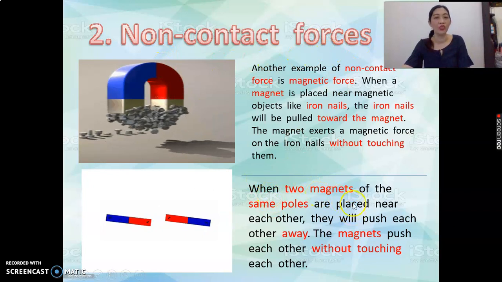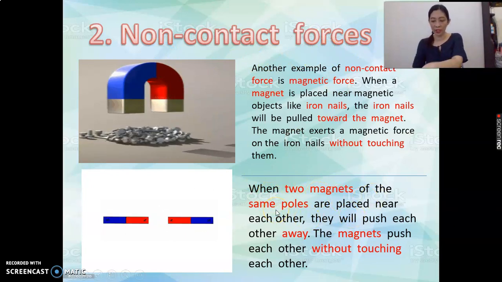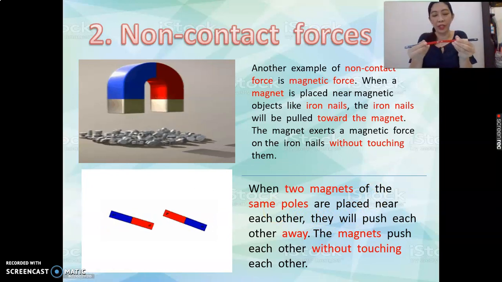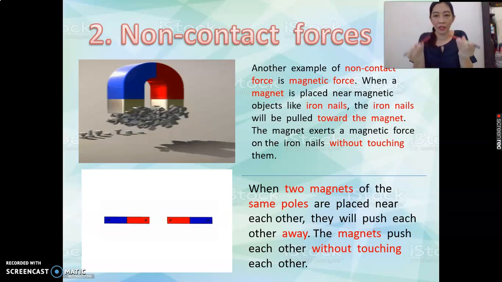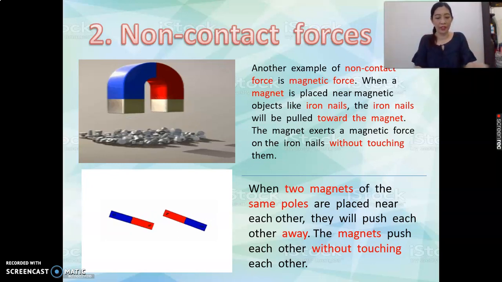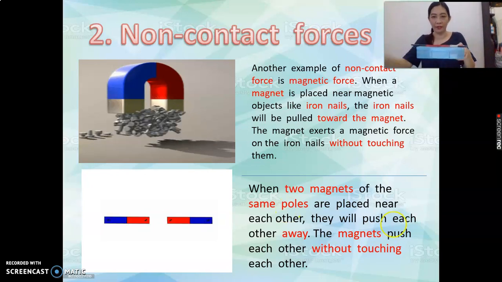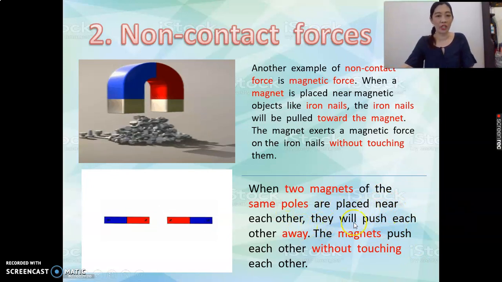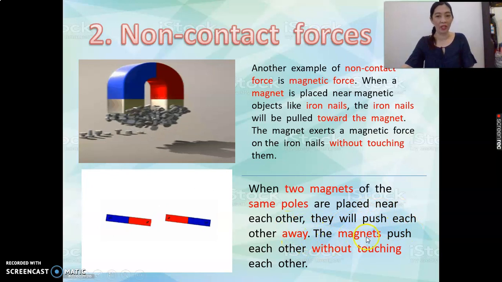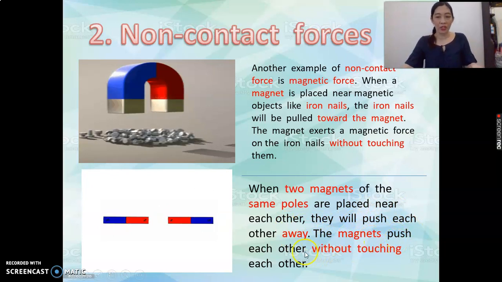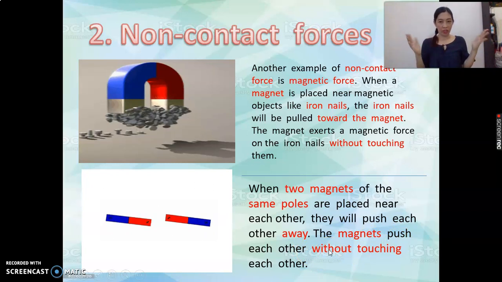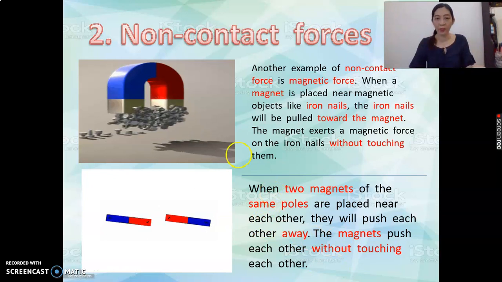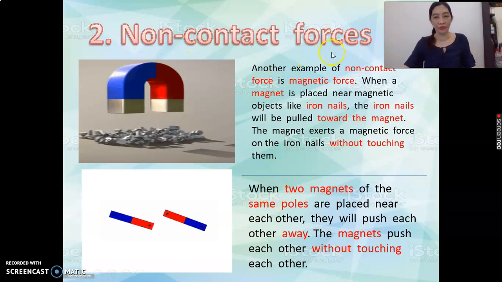Another is when two magnets of the same poles, North Pole and North Pole, are placed near each other, they will push each other away. The magnets push each other without touching, no touching each other. So these are examples of non-contact forces.